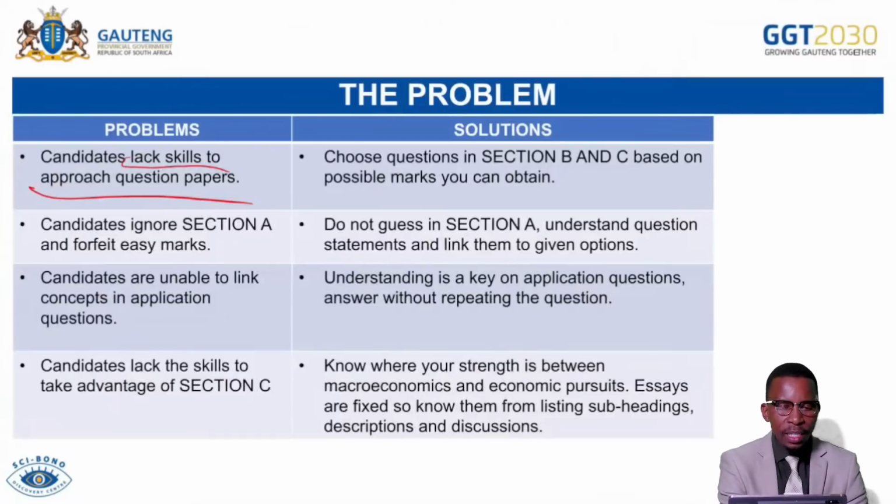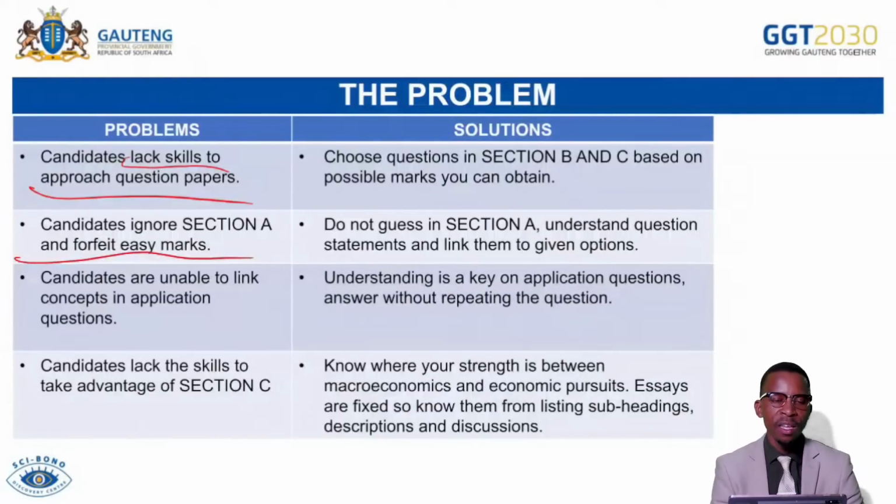And then candidates ignore section A and forfeit marks. We know that you normally guess in section A. Do not guess in section A. 1.1, read the question statement with understanding. Provoke your mind to give you an answer before you choose among the available options, because surely one answer is totally correct in there. So choose, do not guess in section A. Understand the question statement and link it to the given options. If you guess, you will render yourself to the opportunity of getting 0. You can even get 0 in there.